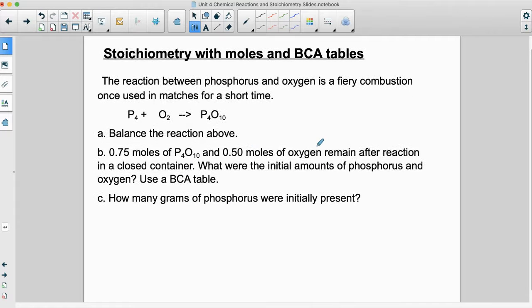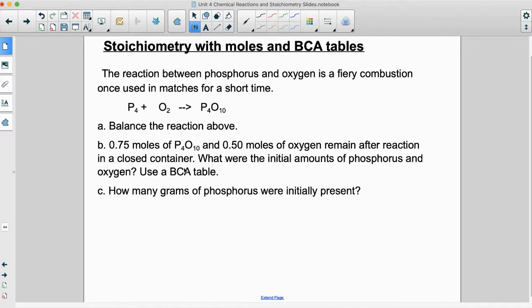Here's another example. We'll probably do this one in class tomorrow. Here we have phosphorus and oxygen reacting. So we have P4 plus O2 gives us P4O10. Part A says balance the reaction. So the phosphorus is our balance. We got 10 oxygens. Let's put a 5 right here, and it's balanced.